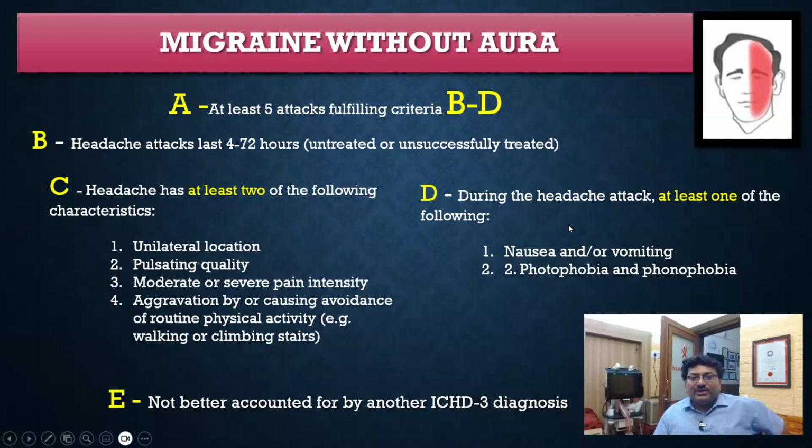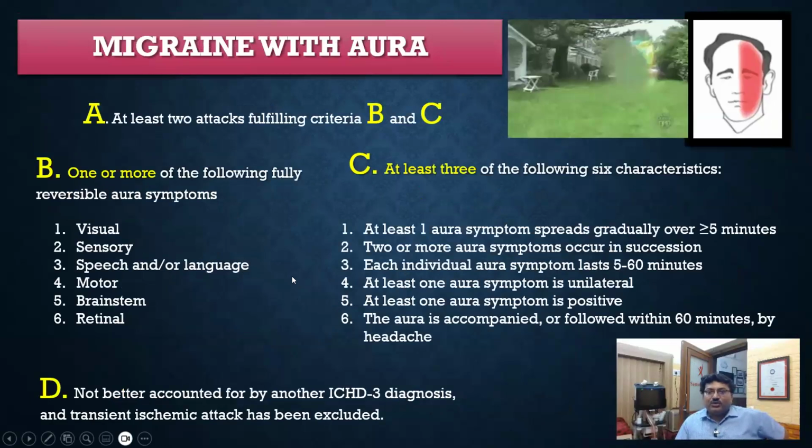Then any one of the following features in D: nausea and/or vomiting, or photophobia and phonophobia. Sometimes any one of them will be present, so any one of the two should be present. Okay, then E states that it should not be better accounted for by another ICHD3 diagnosis. As I initially told you, in ICHD3 you should always remember to find the best match. So this is the very common condition, migraine without aura.